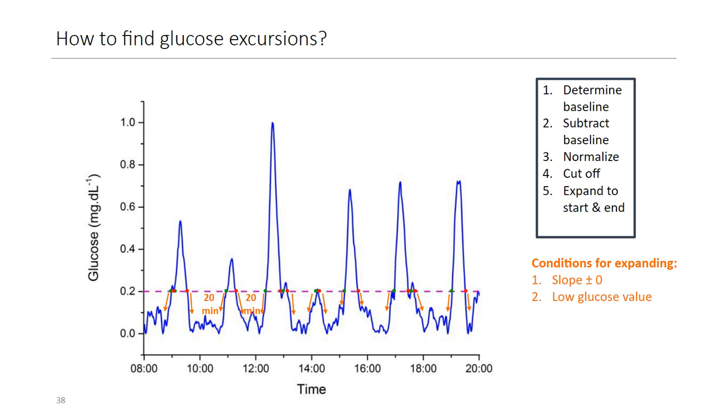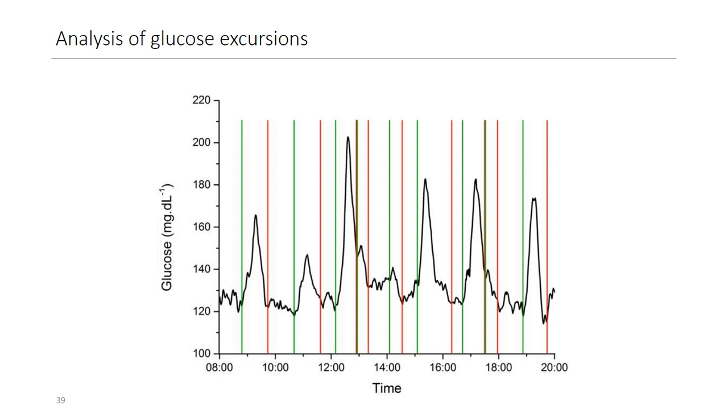And our conditions were that the slope needs to approximate 0 and that the glucose value needs to be very low. But then you can observe here on the left side that there are moments where you could doubt whether this is 1 or 2 glucose excursions. And therefore, we also decided to join glucose excursions on 2 conditions: that the end point of the first glucose excursion and the starting point of the second one is closer than 14 seconds, and that all the values between those 2 points are over the cutoff. And then you get this as a result, where every green line is the start of a glucose excursion and every red line is the end of a glucose excursion.